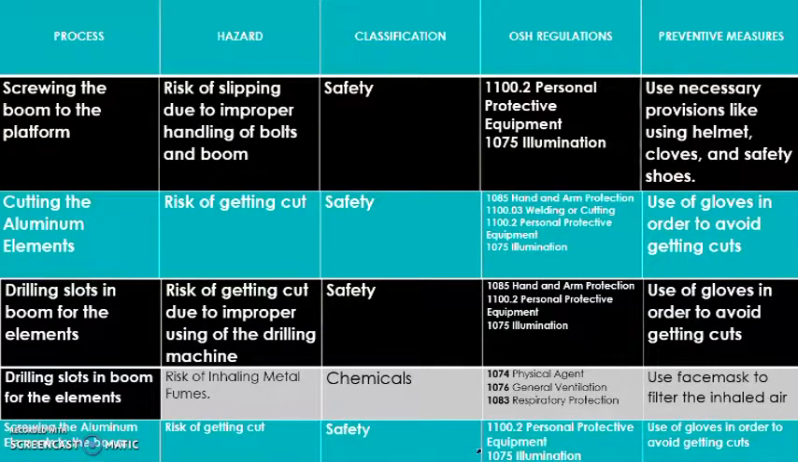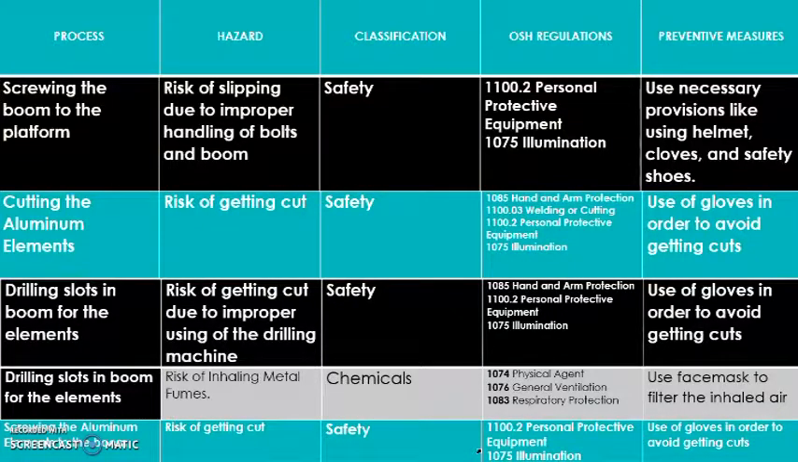For the fifth process, screwing the boom to the platform, the hazard is risk of slipping due to improper handling of bolts. It's classified as a safety hazard. The OSH regulation is PPE and illumination. It is needed to use necessary provisions like helmet, gloves, and safety shoes.